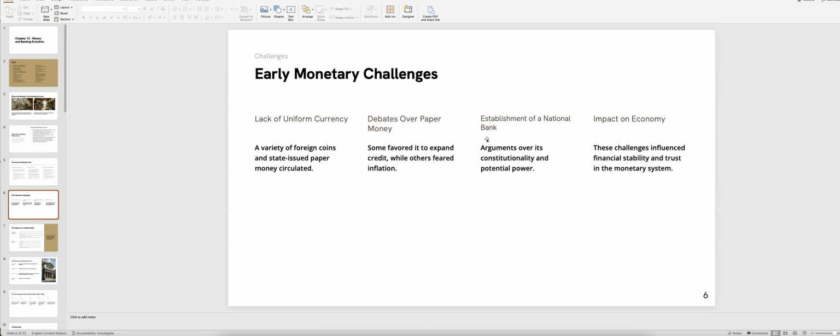So this would be before the Constitution was passed. Hamilton, who had been the Treasury Secretary, was the one that was pushing for the establishment of the national bank. And again, he wanted to do this because he wanted the bank to borrow money and build up the credit rating for this new country.